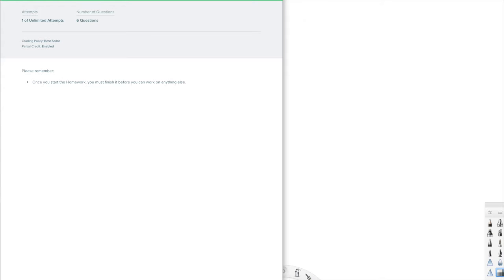All right, welcome to Chapter 13, Section 4, called Rhombi and Squares. This is for Integrated Math 1, or IM 1.